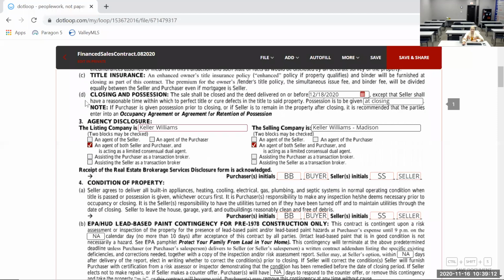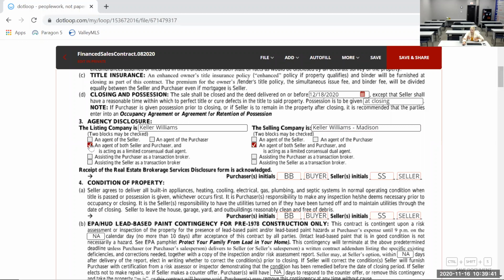Okay. All right. Number 3 is agency disclosure. This is basically a RECAD form that is within the contract. So we're going to put the listing company down, whether it be Keller Williams, Remax, Coldwell Banker, Revolve, whoever it is. The selling company is going to be Keller Williams Realty Madison. And if Keller Williams is on both sides, it could be Keller Williams Huntsville and Keller Williams Madison.